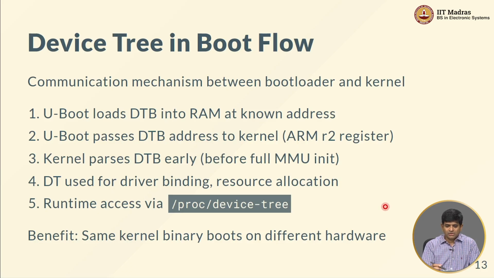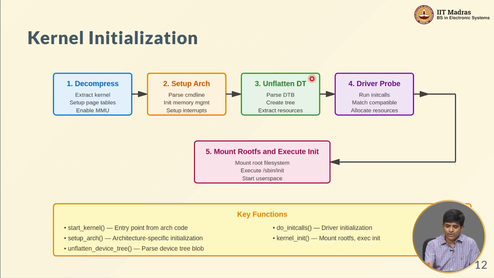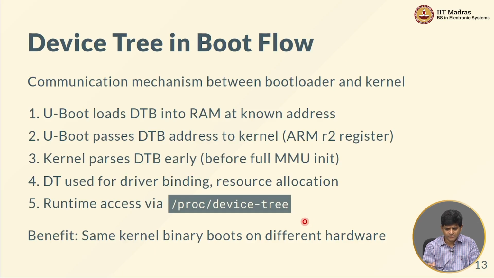So the device tree plays an important role in this entire boot flow. As we can see over here, only after I have got to the device tree can I get to the point where I can probe for drivers. So U-boot takes care of loading the device tree blob, the DTB, into RAM at a known address. So now you see why exactly we were compiling the DTS, the device tree source, into a device tree blob, because it is directly loaded into memory.